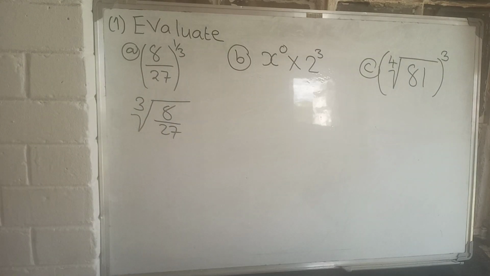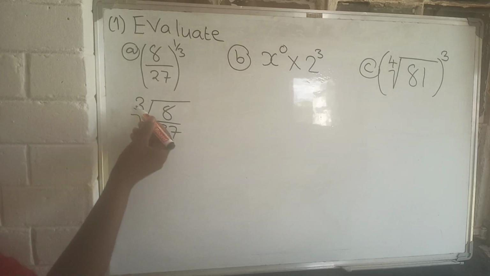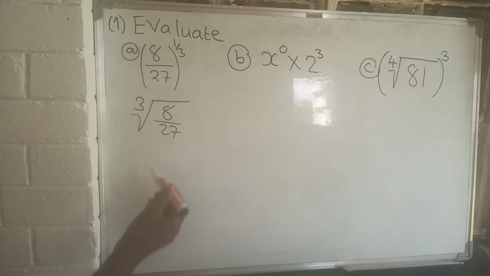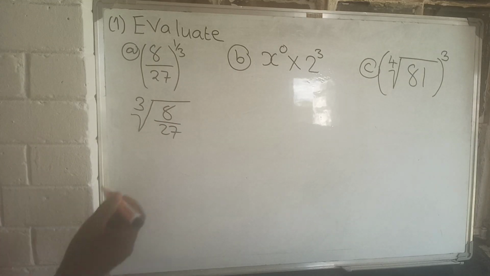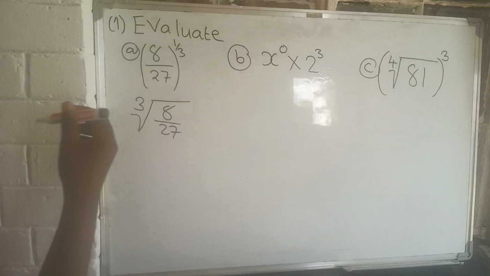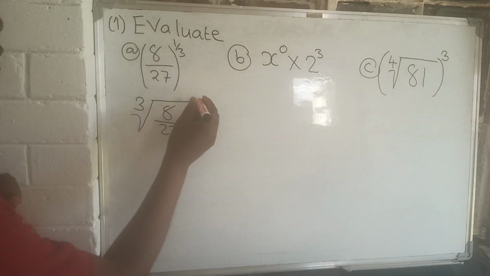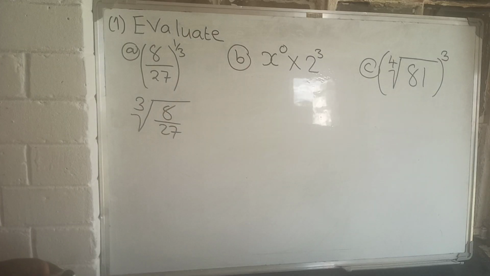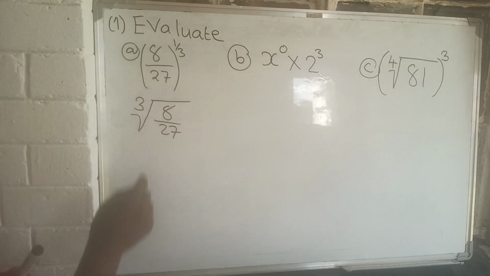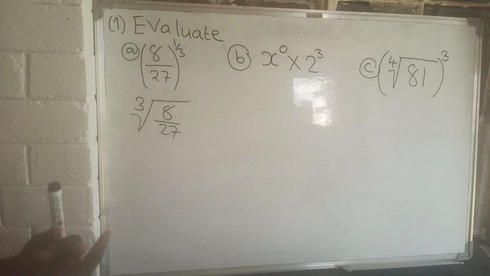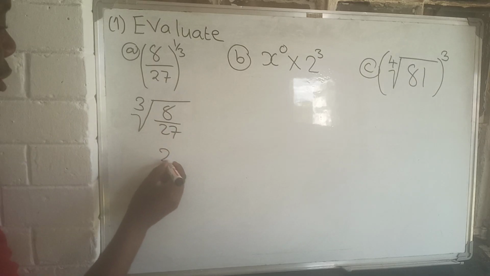Once you have done this, this 3 is telling you to look for a number. When you multiply it 3 times, you should get 8. And that number is 2. If you multiply 2 three times, you should get 8. When you say 2 times 2, it's 4. 4 times 2, it's 8. So the number is 2.